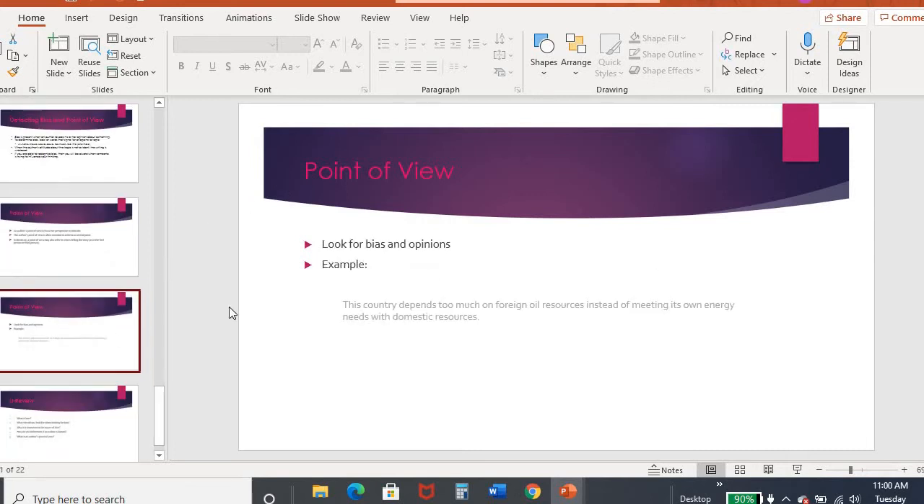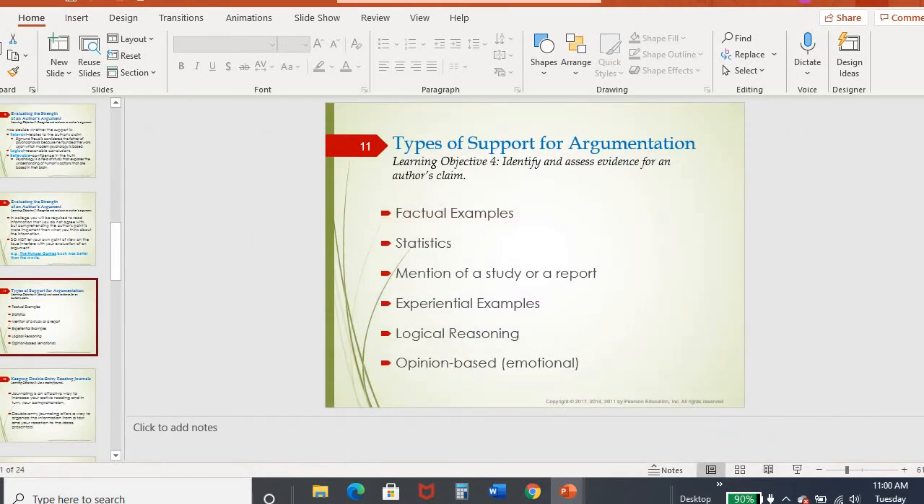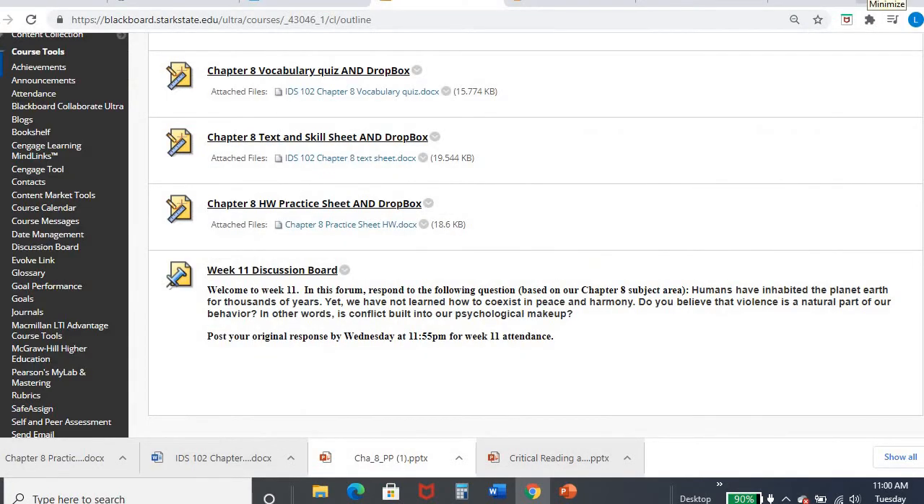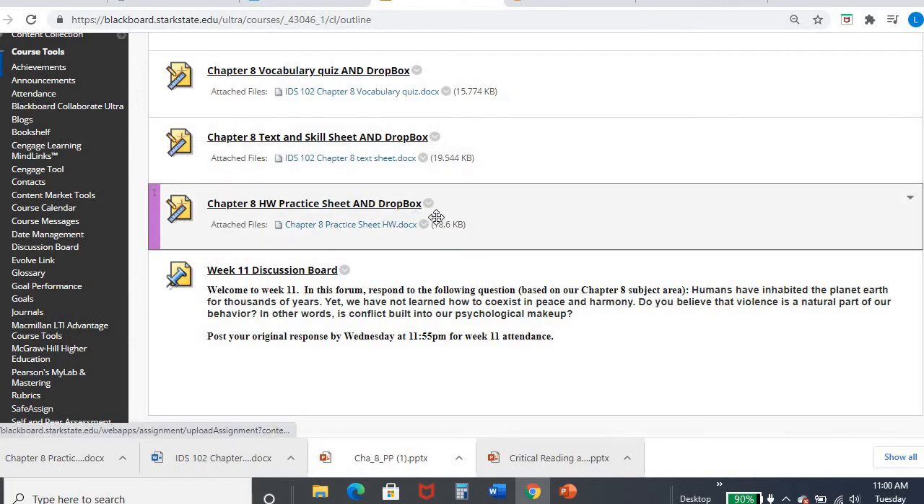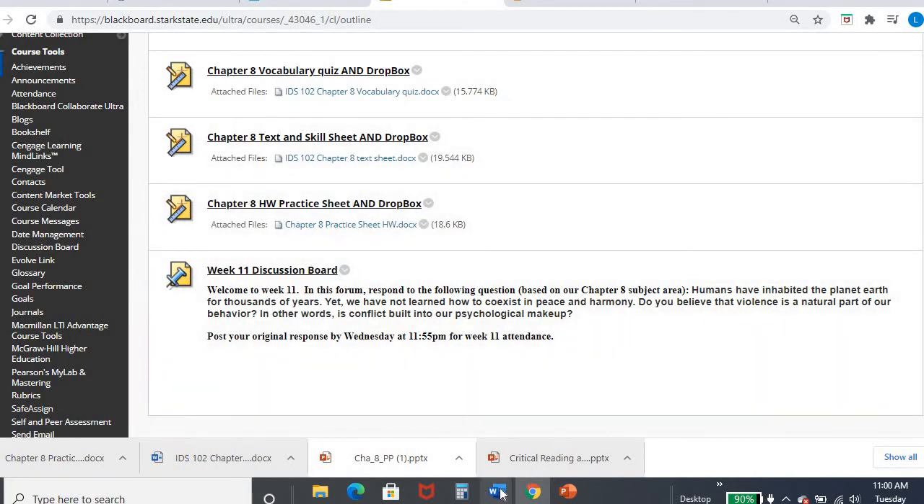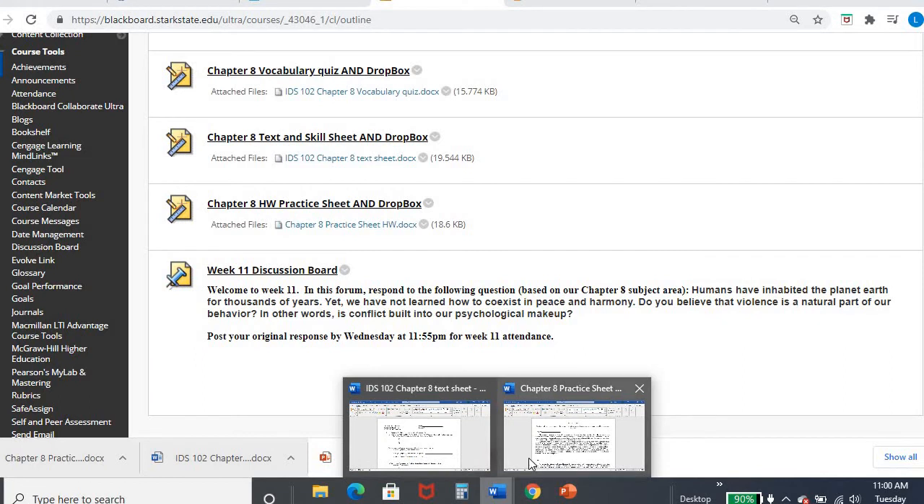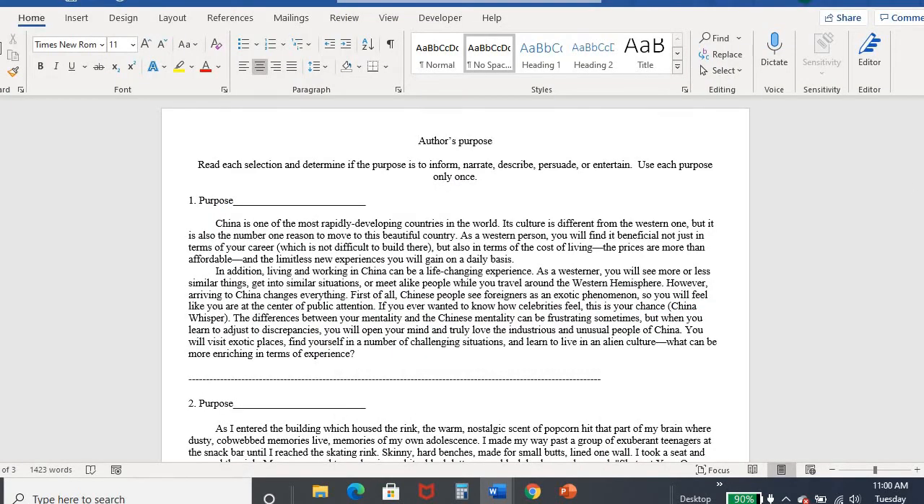All right, so we are going to take a look now at the chapter itself and the associated work. I'm going to first pull up the Chapter 8 homework and practice sheet. That's going to pull up into a Word document. So here it is, and you can see here it says author's purpose. So remember, author's purpose is why did the author write a piece of writing? Are they giving information? Are they telling a story? Are they describing using lots of senses? Are they trying to make you believe a certain way? Or are they trying to entertain you?